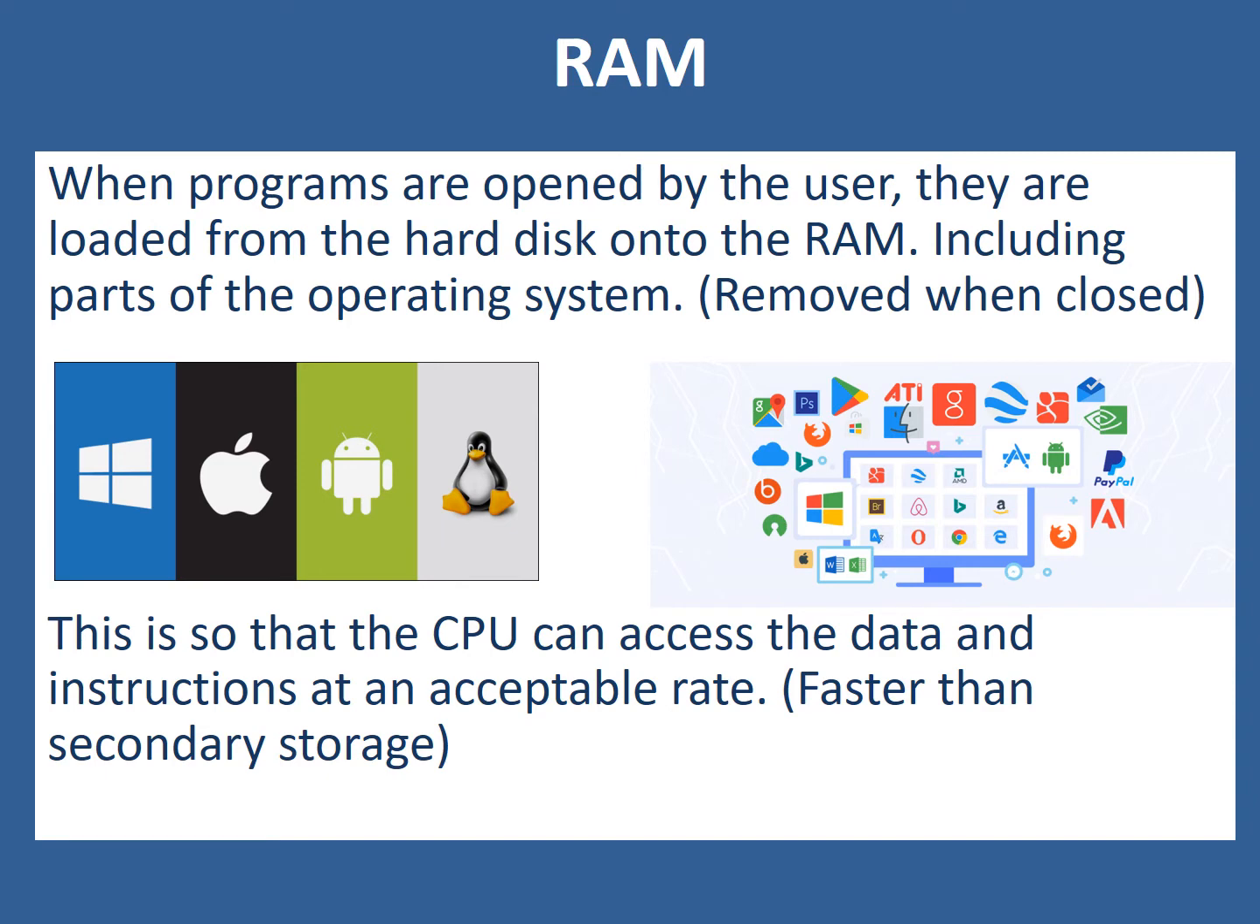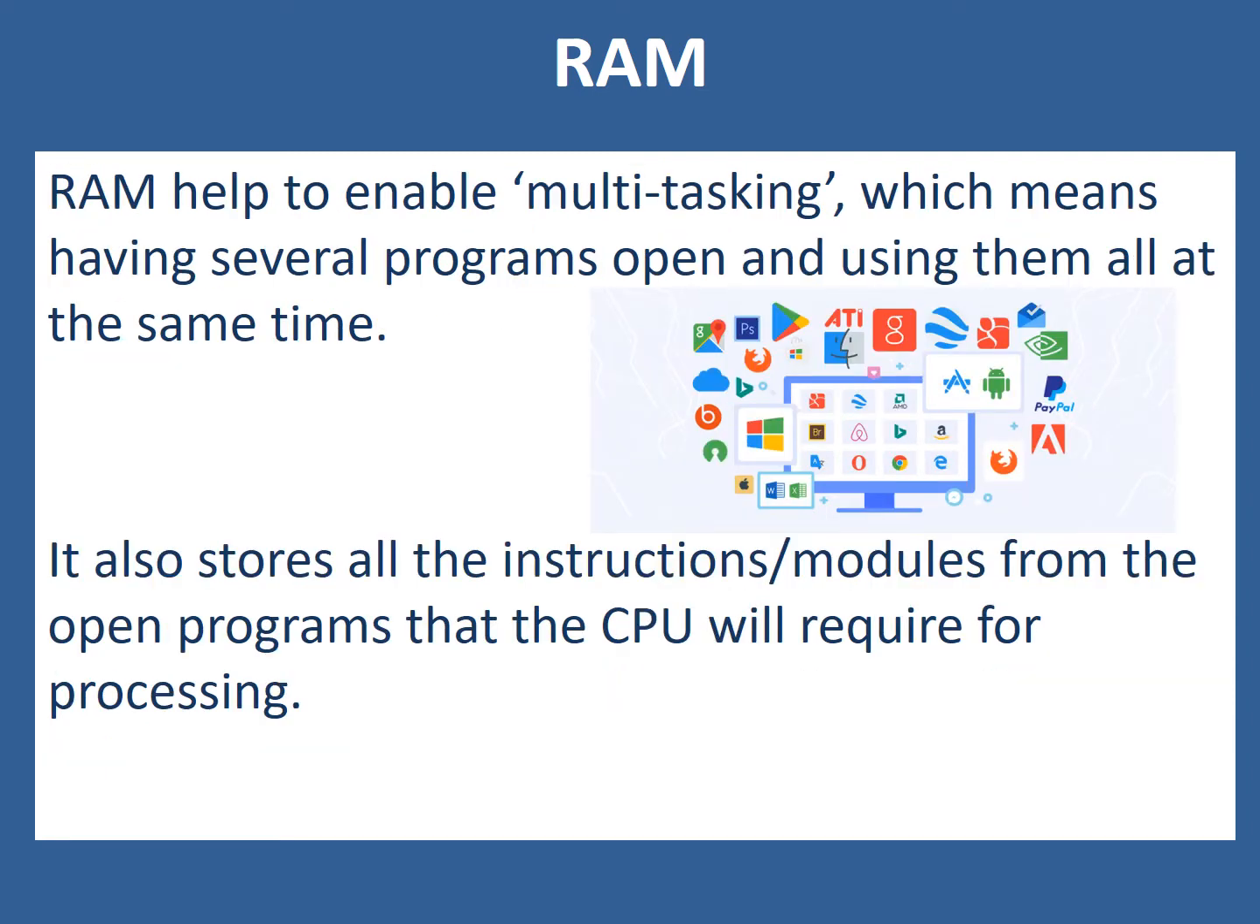We might be running several programs at the same time, and we want to get hold of that data quickly. To be able to run multiple programs at the same time, RAM helps us multitask. We can have several programs open, all stored in RAM. It stores all the instructions from those programs and all the data when they are open, when they are running, and the computer is on.